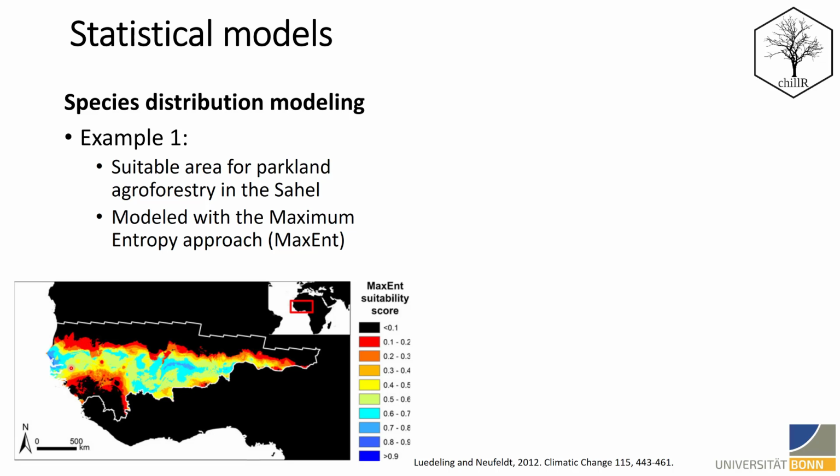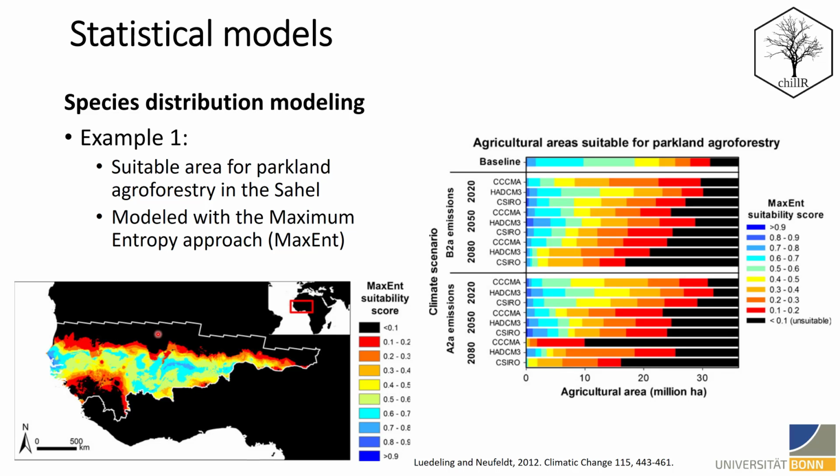And what comes out of such an analysis is usually a map of suitability scores. So all areas shown in blue are ones that are highly suitable for these parklands. And then, the more we go towards red and ultimately black, the less suitable an area gets. Once we have such a model, we can also make predictions for the future.